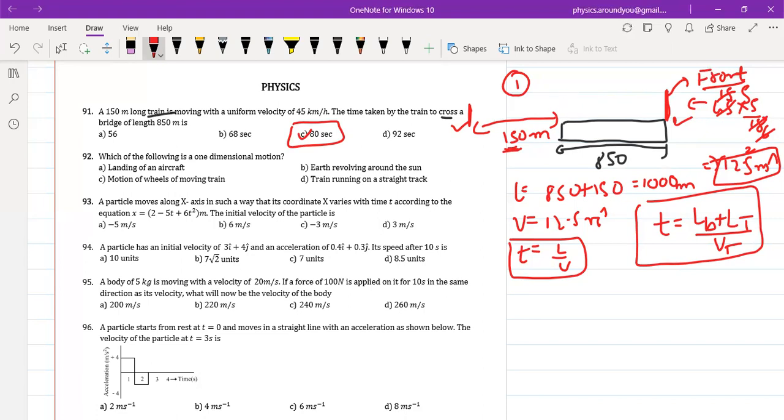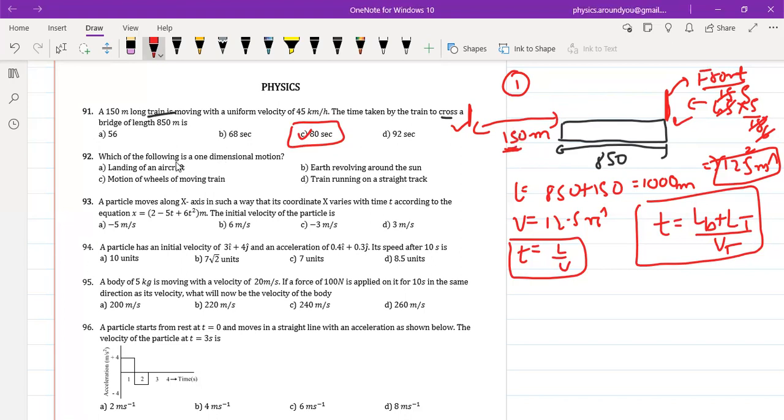After the train has completely crossed the bridge, the back end would be at the leftmost edge. But I'm not interested in the back end. Rather, I'm interested in the front end. The front end shall be 150 more meters away towards the left. The total distance traveled by the line is 850 plus 150, totally 1000 meters. That is the approach for the first one.